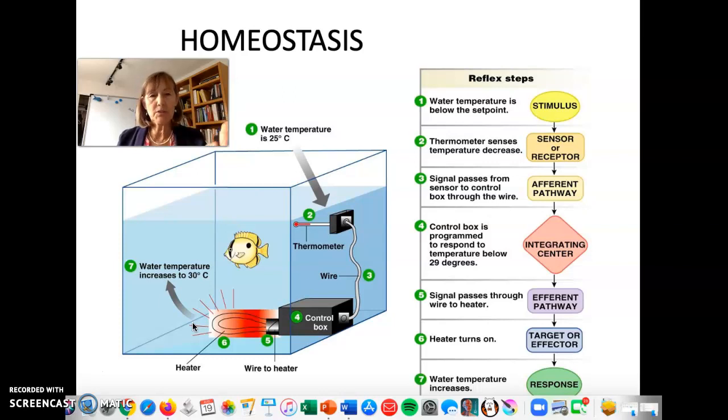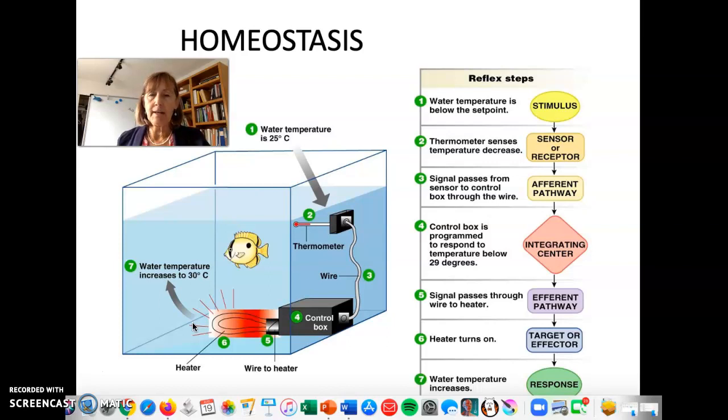It tries to, let's go together there, to look at when we have steps in some mechanism, what's the stimulus? What's the sensor? What's the pathway that's going to lead it over to some sort of integrating center that then has a different pathway leading it to the target or effector, causing some sort of response? Okay, so the example here is using a fish tank.